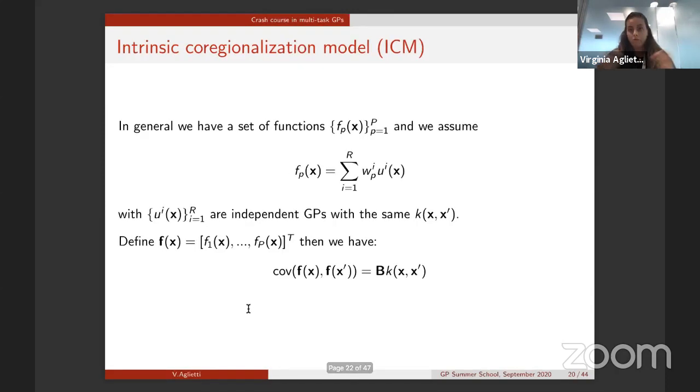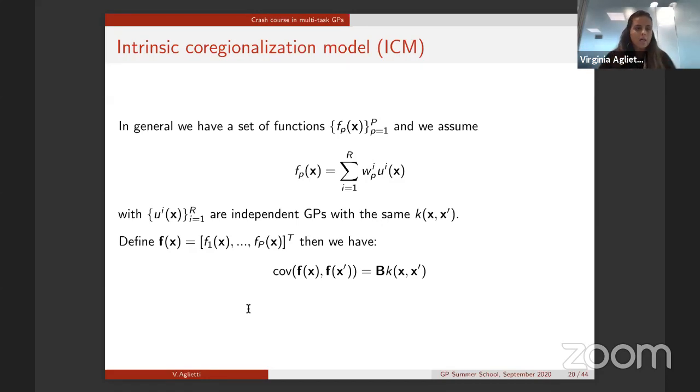Now, if we generalize this formulation, we can think about having P functions, f_p, and each function we can model as a linear combination of different latent functions. In this case, we have R latent functions that are all independent GPs with the same kernel, and each function f_p is obtained using different coefficients w_pi.